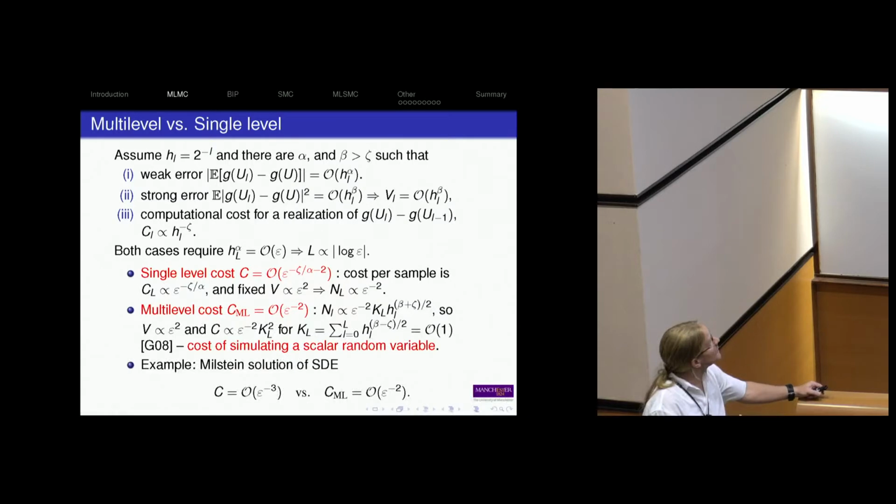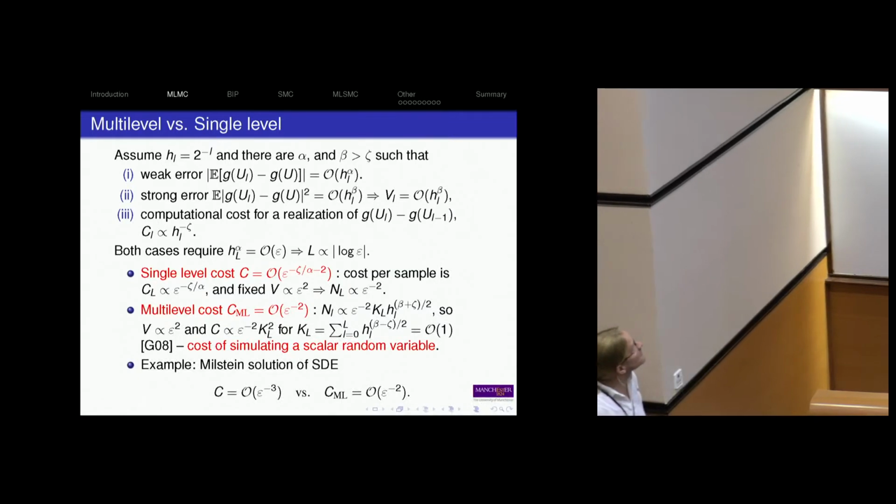variance. And furthermore, we assume that the computational cost for one realization of U_L minus 1 scales like h_L to the minus ζ. This is of course reasonable because your number of degrees of freedom is going to be inversely proportional to the step size.